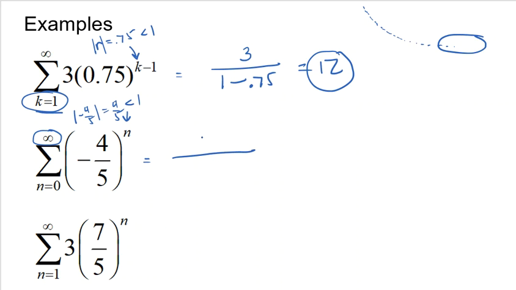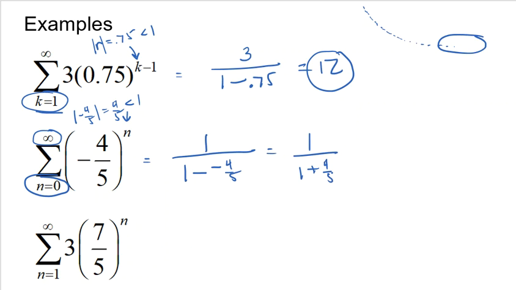Again, what's the first term? Watch out. Here I'm starting with the 0th term. So for this problem, the first term I care about is actually found by plugging in 0. And that's simple. Negative 4/5 to the 0 is 1. And then the denominator, I'm going to do 1 minus, but be careful because my ratio is negative. It's going to be 1 minus negative 4/5, which obviously is going to be 1 plus 4/5.